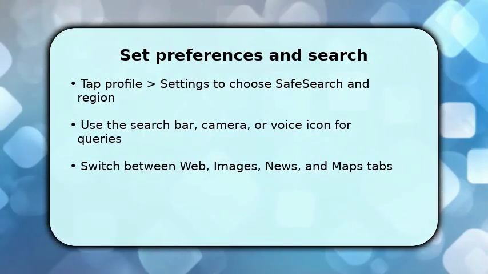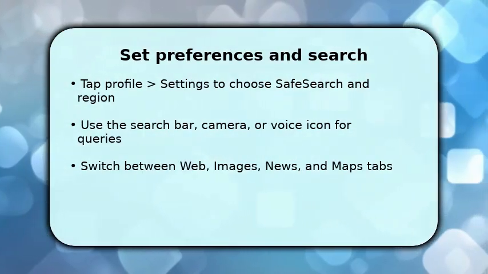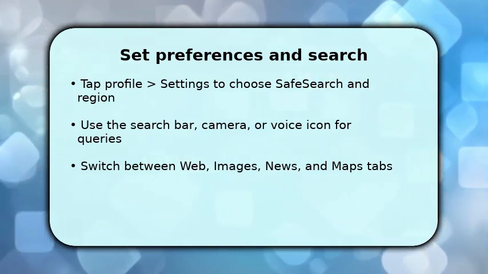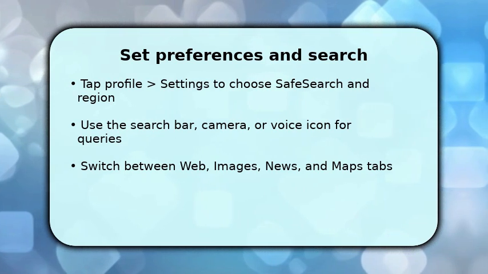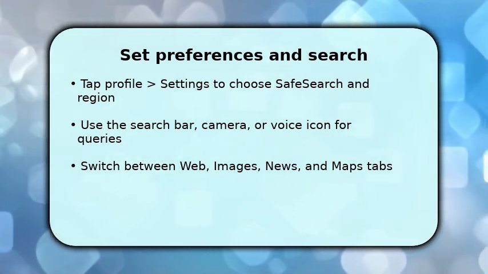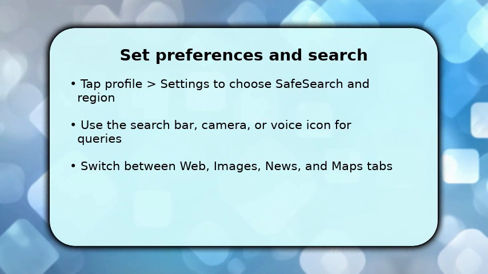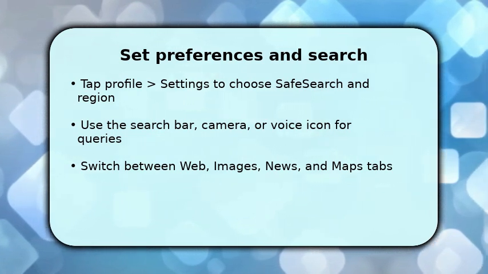You now configure preferences so results match your needs: open profile, choose safe search level, and set your region for local relevance. Use the search bar for typed queries, tap the microphone for voice input, and use the camera icon for visual search. Each method gives different result types.